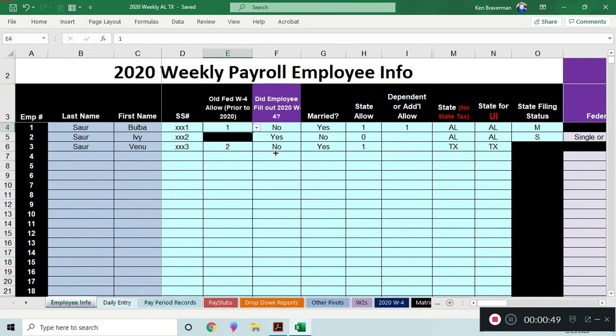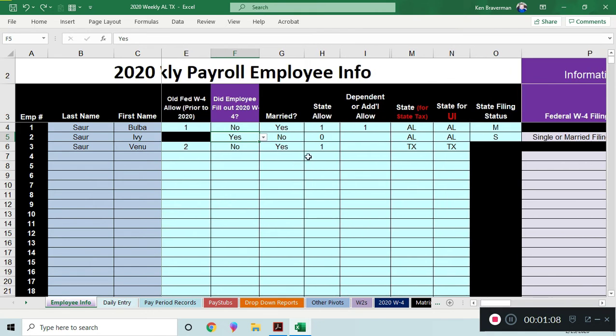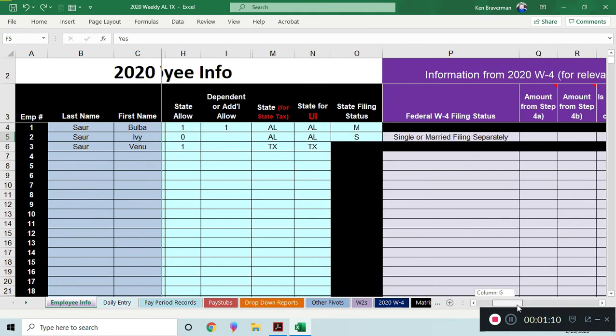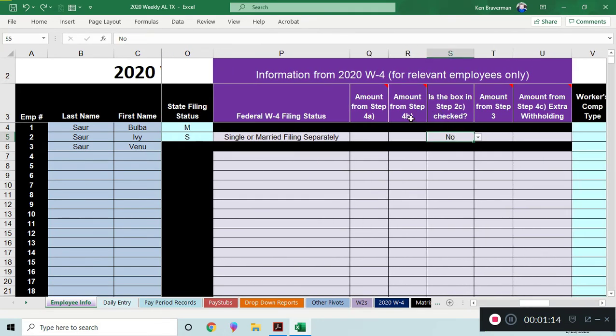If they filled out an old W-4 from a prior year, you're going to say no, they did not fill out a 2020 W-4. If they did fill out a 2020 W-4, you do not need to put in their allowances for last year. But if they didn't fill out a W-4 for 2020, then you'd answer no to that question. If you answered yes to that question, though, you'll have all this area in purple over here to fill out. Is the box checked?